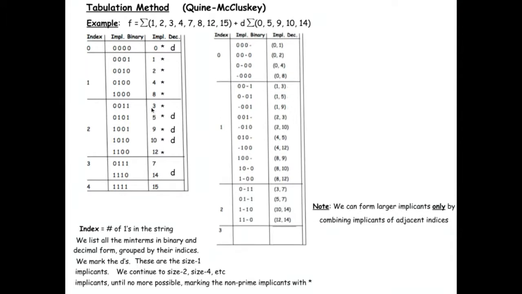Now, how about 3? Well, 3 can go next to 7, right, by flipping just this bit. And that's all. How about 5? 5 can go next to 7 as well, right, by flipping this bit. Okay, so we marked 7 off. And then 10, where's 10? Can go next to 14.